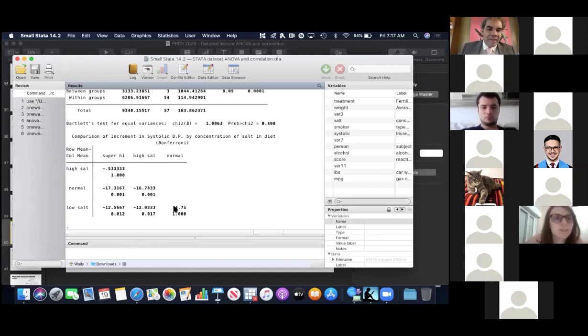Okay. So here we see which group is different. We see that the super high group salt has statistically significant differences with the normal group salt and with the low group salt. Also, the high diet salt group has statistically significant differences with the normal and with the low. So there are 4 groups which are statistically significant in the salt diet. Okay, that's how you work with a two-way ANOVA.